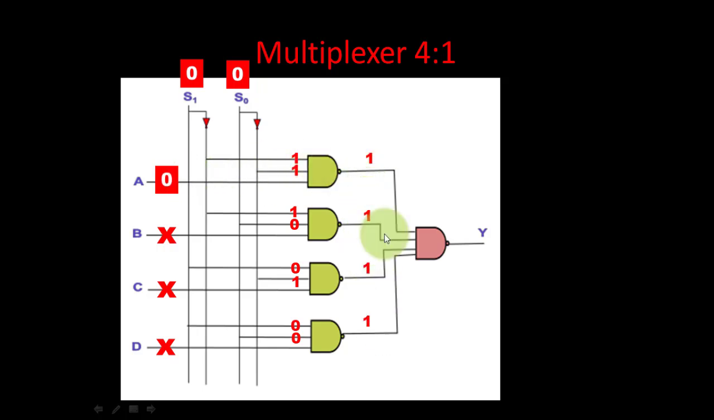Now all these inputs are 1 1 1 1, so all the inputs of this last final NAND gate are 1, so the output becomes 0. So what we see is A is 0, Y is 0.